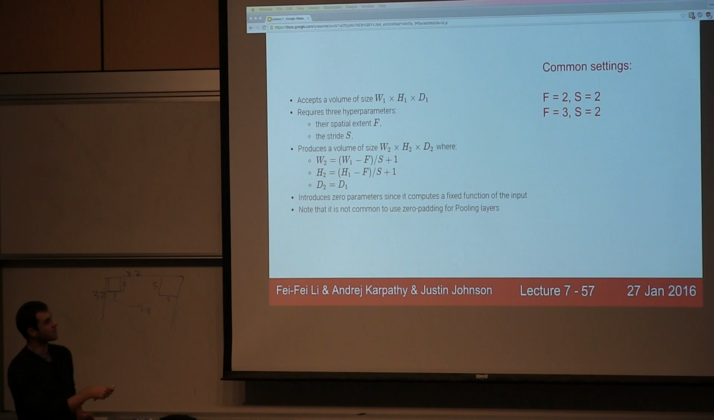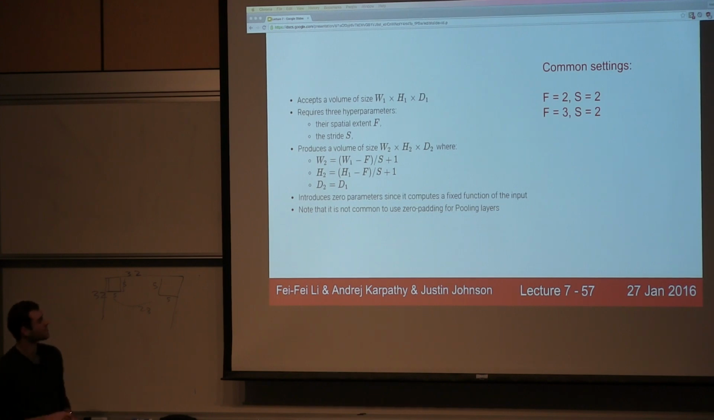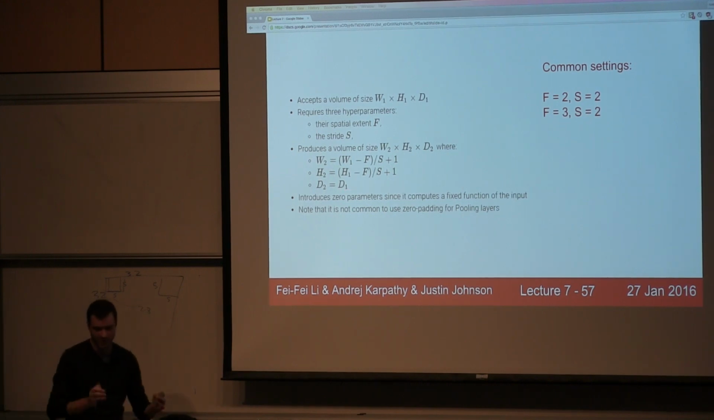Common numbers that you'll see in practice, not too many possibilities, are just 2x2 max pool with stride 2, so exactly a half reduction. Sometimes you'll see 3x3 filters with stride 2, as we'll see in a bit in ConvNets. And notice that the output depth is preserved, so D2 is D1. In this case, we're not changing the depth of the volume.